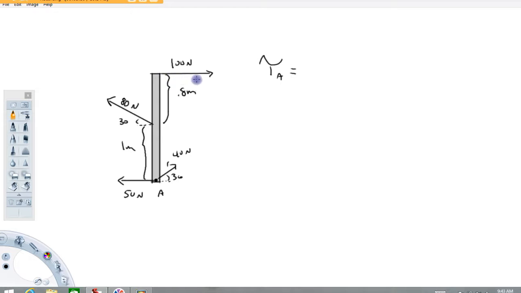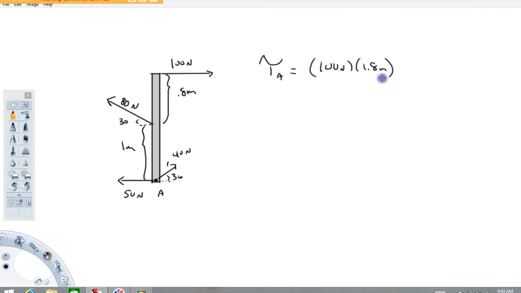I'm going to start with this 100 Newton force about point A. Now this force's line of action is like this. The force vector's line of action already makes a right angle to this 1.8 meter distance. So we're going to have 100 newtons times 1.8 meters, and that's it. Now we've got to decide on a plus or minus sign.